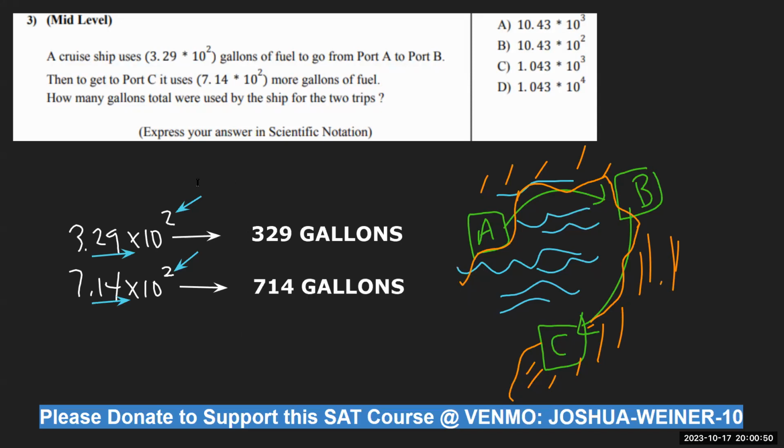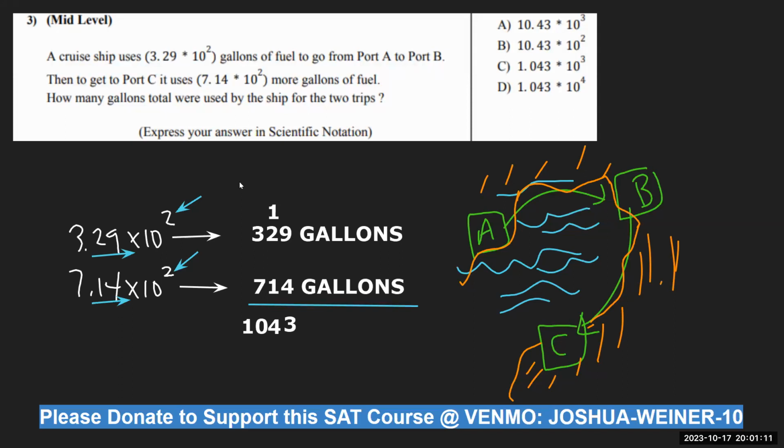So we have to add the number of gallons together, and adding and carrying. 9 plus 4 is 13. Carry the 1. 1 plus 2 is 3, plus 1 is 4. And 3 plus 7 is 10. So now we have a measurement in the thousands.